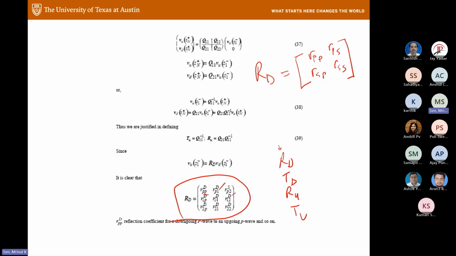So we have RD, TD, RU, TU. These are 2 by 2 matrices for each layer that hold reflection coefficients. And these reflection coefficients, you can show analytically that they are nothing but Zoeppritz coefficients. Okay.